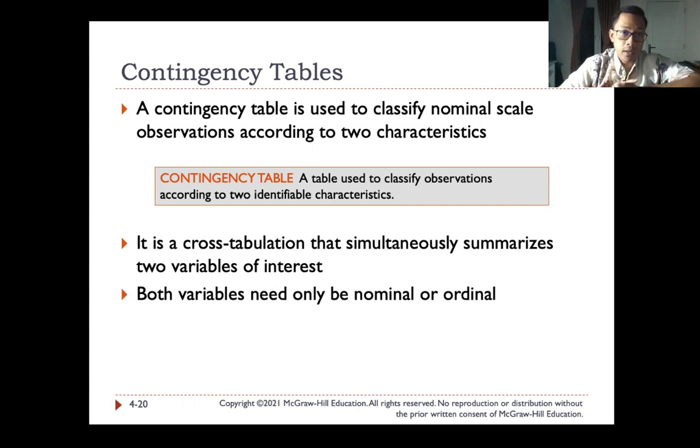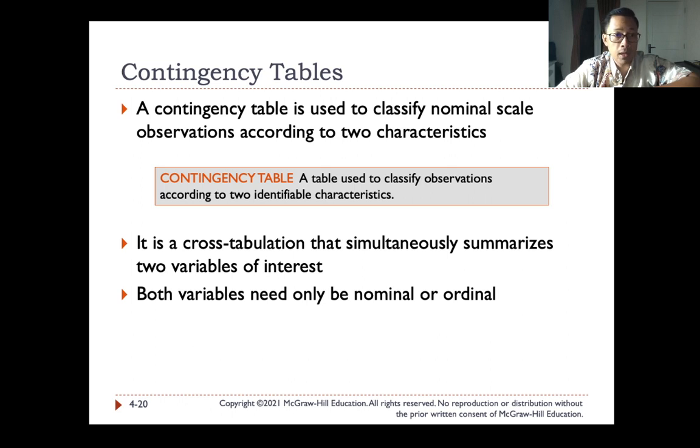So far, in the analysis of scatter diagrams and the correlation coefficient, we looked at two variables with at least interval level of measurement. We can also accommodate the analysis of variables with nominal scale or categorical variables. In this particular case, we can use contingency tables. A contingency table is used to classify nominal scale or categorical variables according to two characteristics.